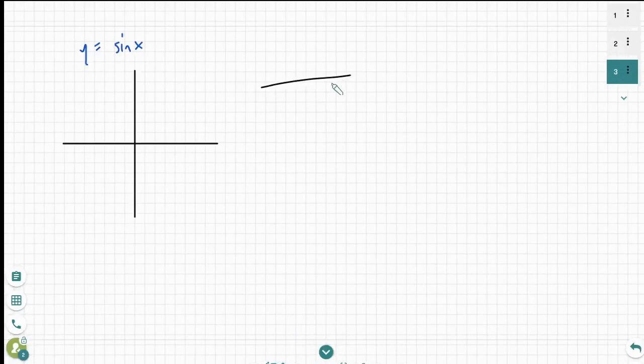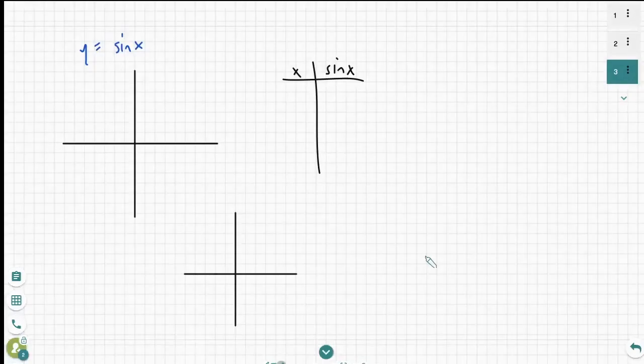Let's talk about sine of x first. Let's set up a table. Okay, let's start with 0. If x is 0, what's sine of 0 going to be? It would be 0/1, which is 0. Okay, so we can plot the point 0, 0 on the sine graph.